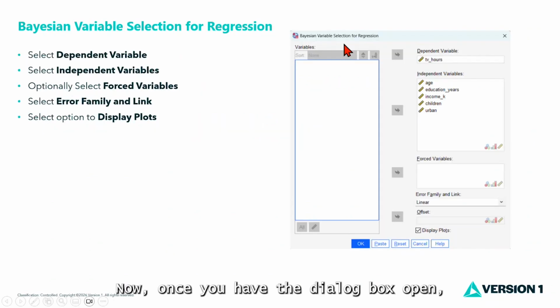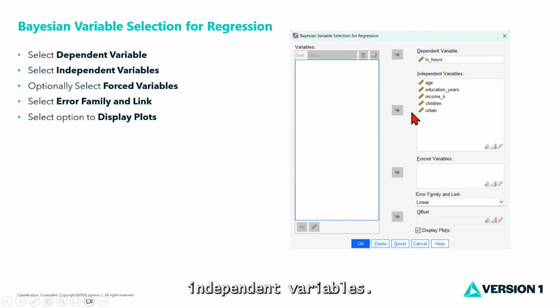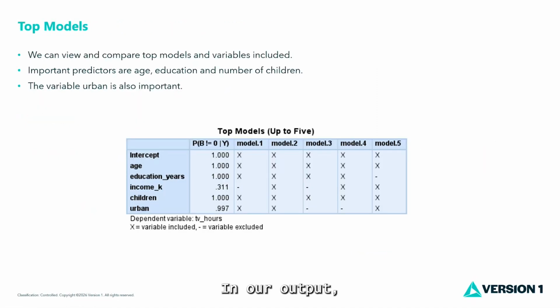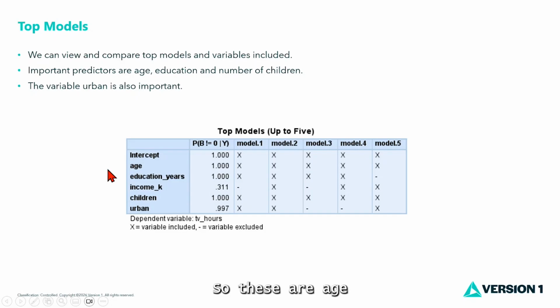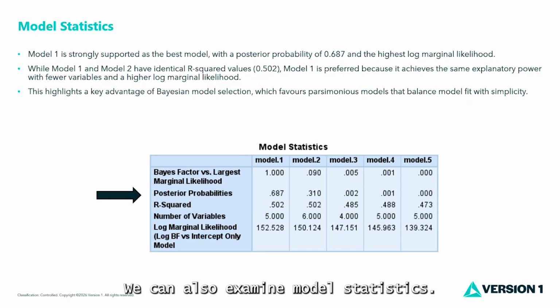Now, once you have the dialog box open, you'll select your dependent variable and then choose your independent variables. Optionally, you can select forced variables. Make sure you choose the error family and link, and then display plots. In our output, we can view and compare the top models, and we can see the variables that are included. We can also see important predictors. So these are age, education, children, and whether or not they live in an urban area. We can also examine model statistics.